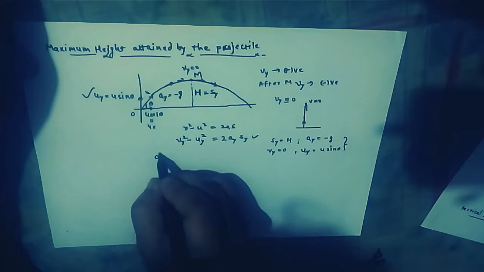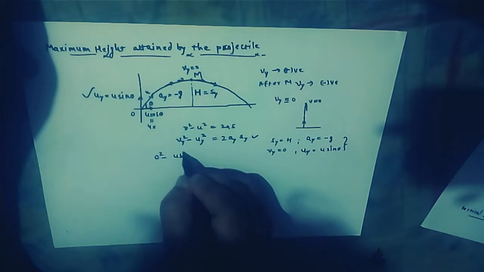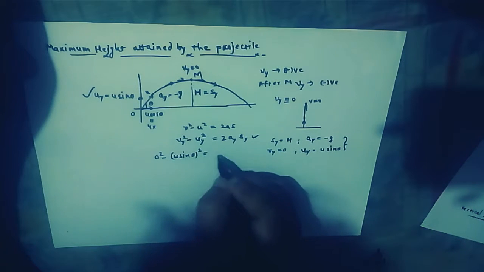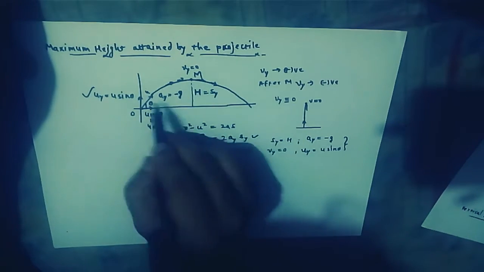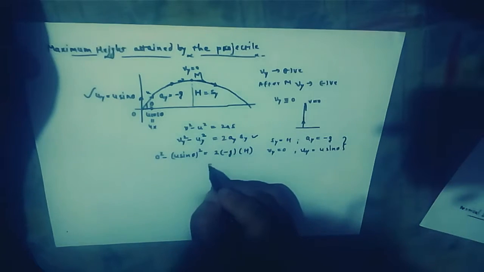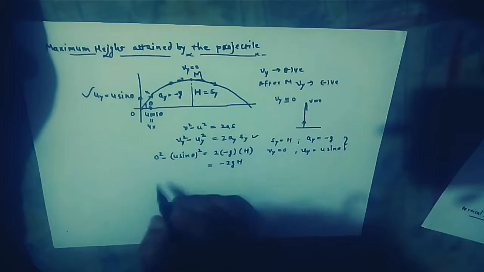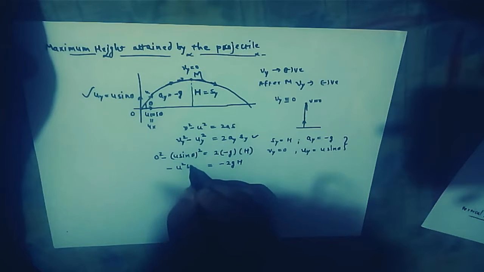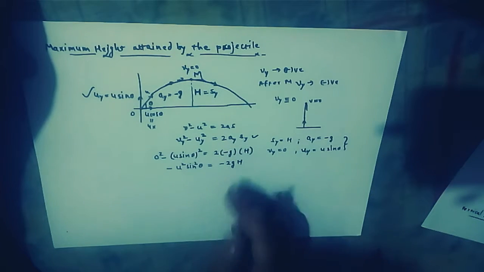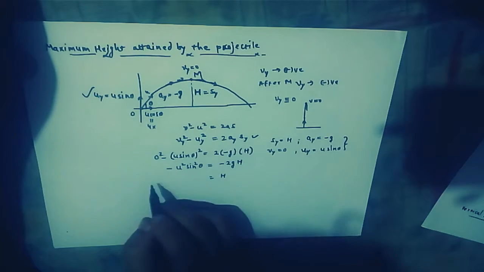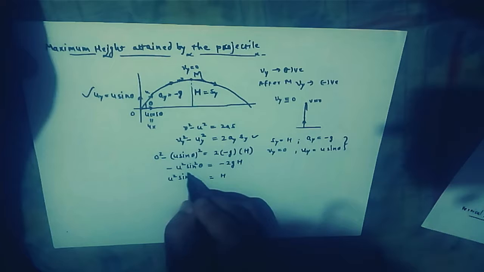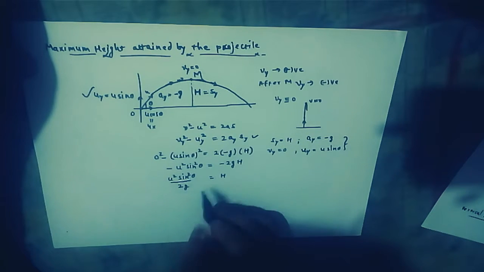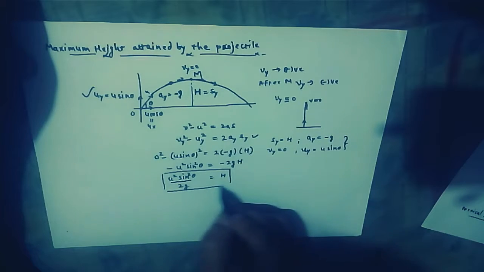So that is 0 minus u sin theta whole square, equals 2 into minus g into sy, and sy is H, which is positive because the body was going upward. So that was minus 2gH, and here it is minus u square sin square theta. So H would be u square sin square theta divided by 2g. So that is your maximum height attained.